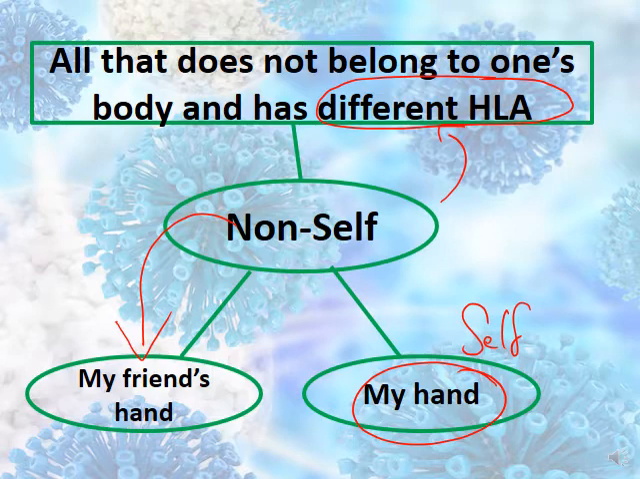So here we have the definition of the self and non-self. You have to know them. Self: all that belongs to one's body and they have the same HLA. Non-self: all that does not belong to one's body and they have different HLA.